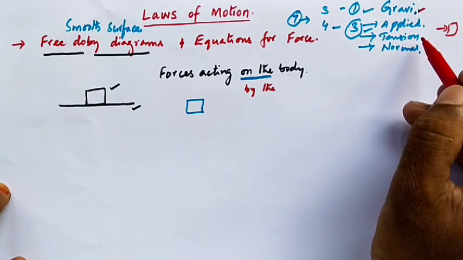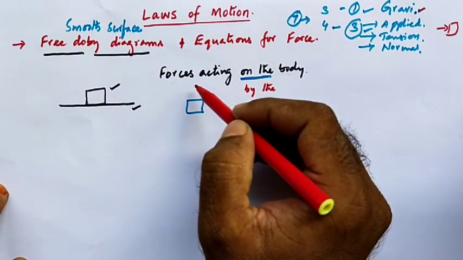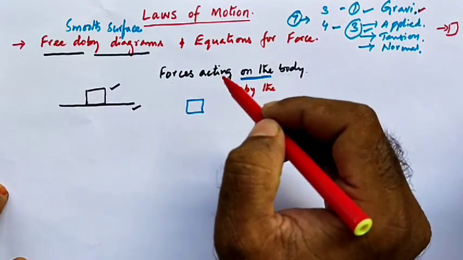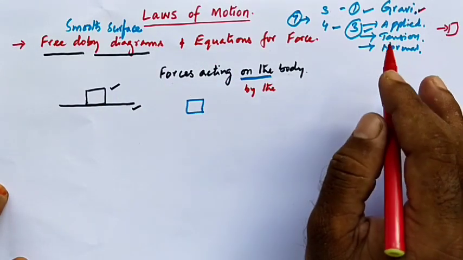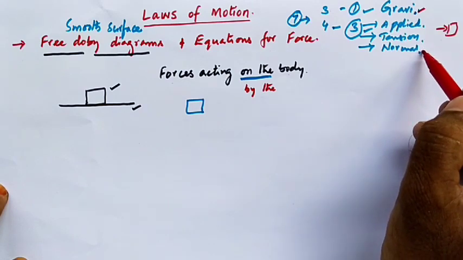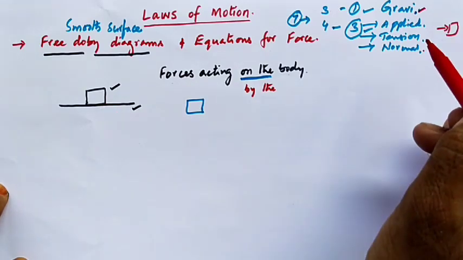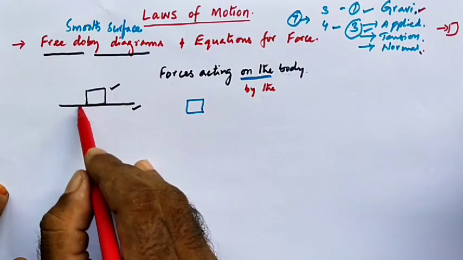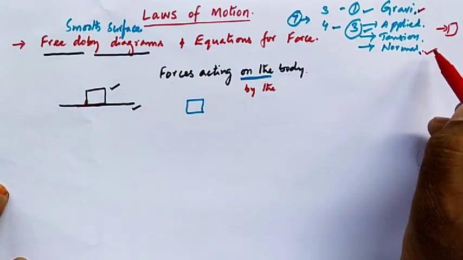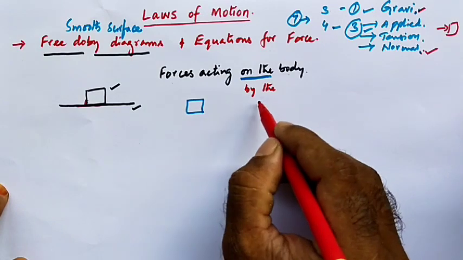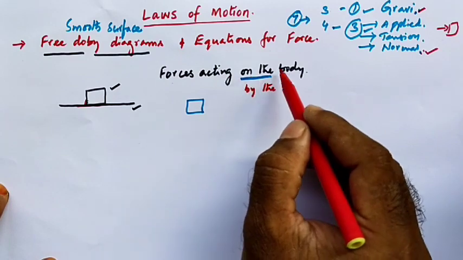Next, is there any tension? When will tension force come? In the problem, if there is a string or rope and that string or rope is tightened, then tension will come. So there is no tension. Next, normal. When does normal act? When two surfaces are in contact with each other, then normal occurs. Here this is one surface and the block surface, both are in contact, so normal comes. Now totally how many forces are acting in this case? Only two forces. Understood? These two forces are acting on the body.